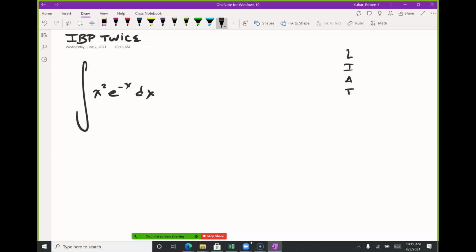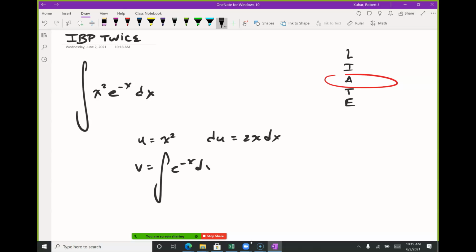LIATE, right? So my last choice for the u sub is the exponential. Do I have something that can take it before that? Yes, I got it, the algebraic x squared. So u is going to be x squared. du is 2x dx. v is the integral of e to the minus x dx. I need a u sub here. I feel like I'm going too fast, so tell me if I am.